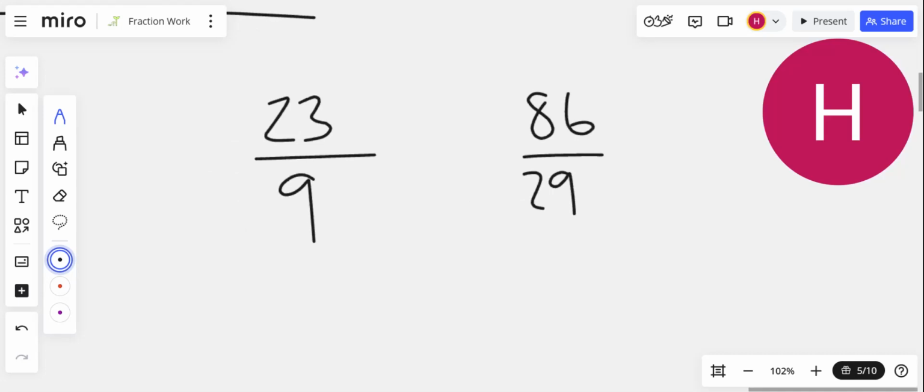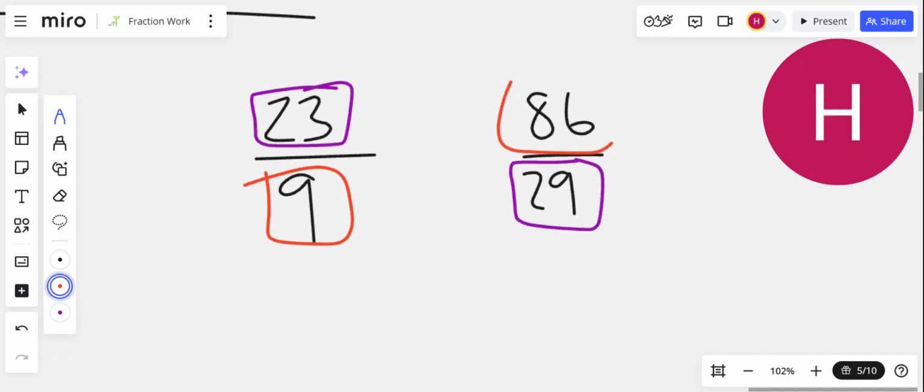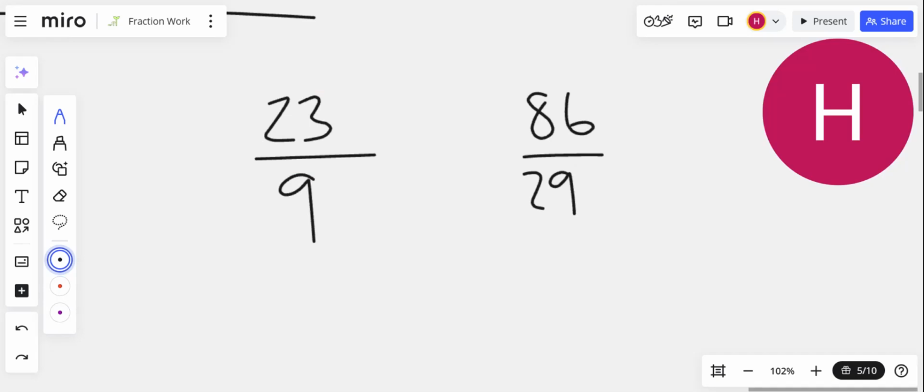In this one, you do want to check to see if there are any ways to simplify the fractions first, because these are kind of larger numbers. But I used some prime numbers here. 23 is prime. 29 is also prime. 9 is not prime. But the fact that 23 and 29 are prime means that their respective numerators and denominators are not going to have any common factors to reduce these at all. So we're going to have to just do the method.